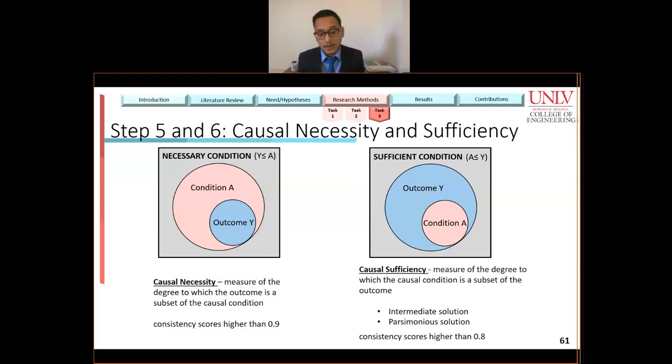Causal sufficiency, on the other hand, is quite the opposite of causal necessity and is defined as the measure of the degree to which each causal condition is a subset of the outcome. So condition A in this figure is sufficient to produce outcome Y if Y will always occur when A is present. But other conditions besides A may also produce the outcome Y. Logically, this means that all the cases where A is present share the outcome Y, which means that across all the cases, the degree of membership in the condition is consistently less than or equal to the membership in outcome Y. Causal sufficiency has two types of solution, intermediate and parsimonious, for my analysis. And for the consistency threshold, I selected a value of 0.8, which is, again, recommended by the literature for sufficient conditions.